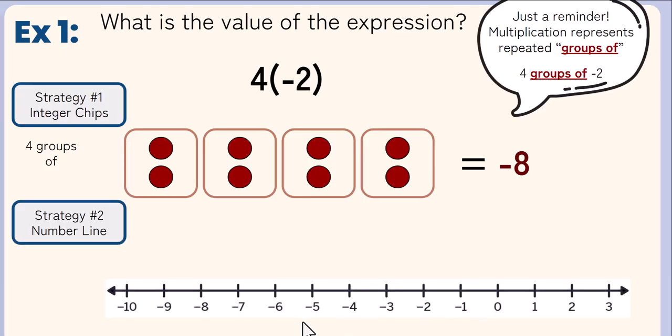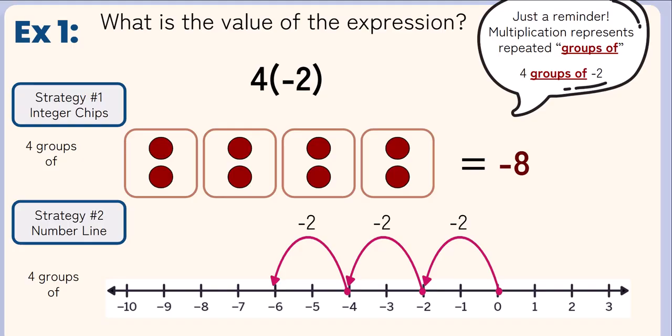Here's our second strategy, which is the number line. You'll have to know and recognize both these models. The number line strategy starts with 4 groups. Starting at 0, we're going to go in the negative direction because it's -2. So here's 1 group of -2, 2 groups of -2, 3 groups of -2, and 4 groups of -2, which leaves you at -8. If you check the number line with the product, you should see that they're the same. So 4 groups of -2 on the number line equals -8.